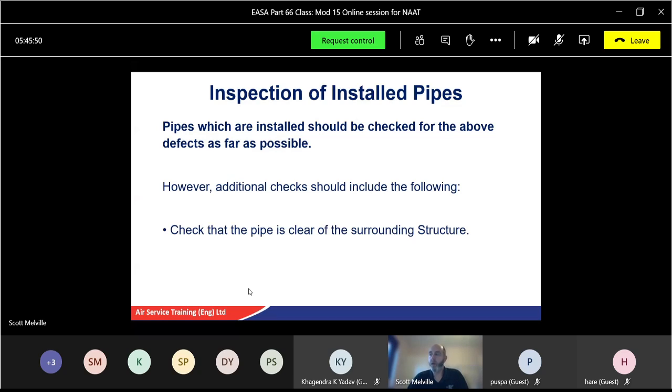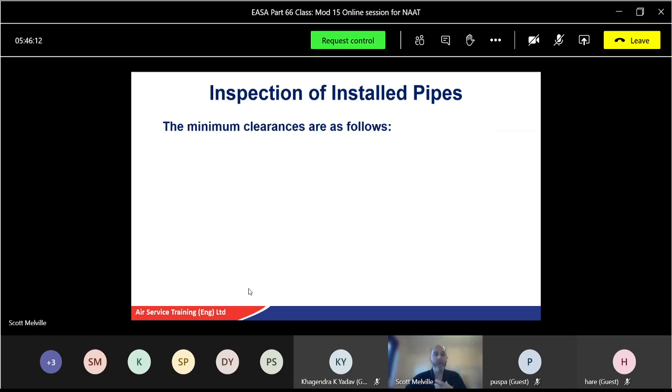Check the pipe is clear of the surrounding structure. So once you fit a pipe, you want to make sure it's the right length. Remember the 3% rule. Make sure it's not touching another pipe, obviously vibration and chafing. And obviously very crucial that it's not touching any moving controls. So we've got a few limits that you need to remember, and this one's just come up now.